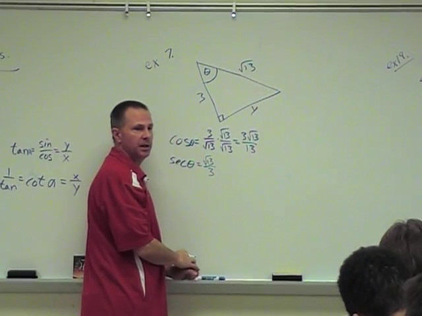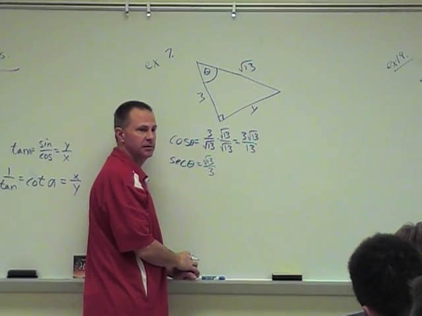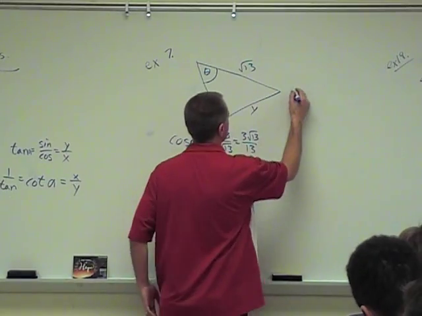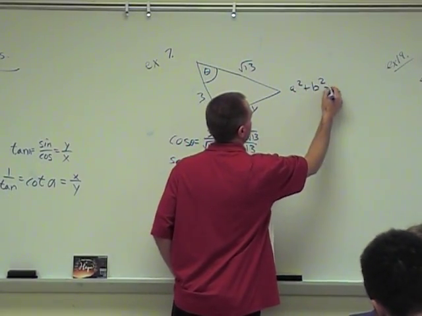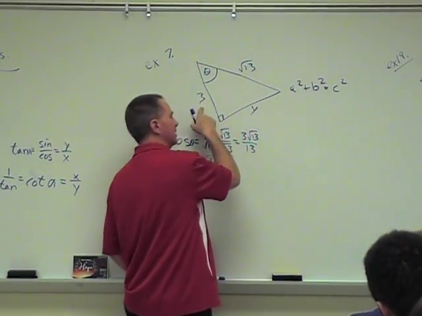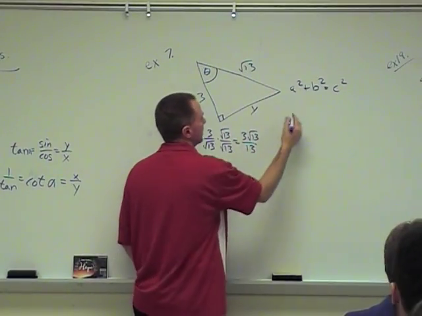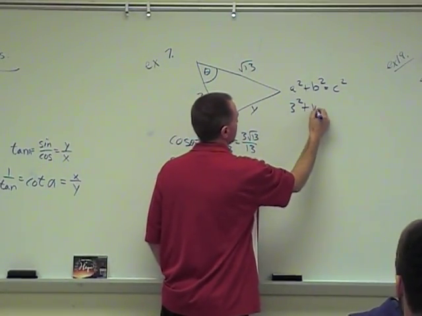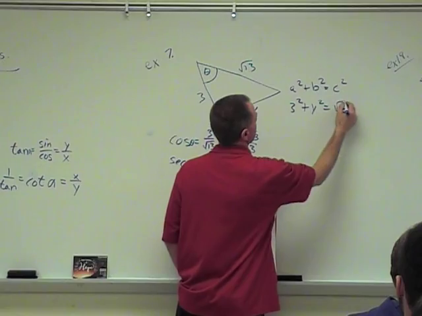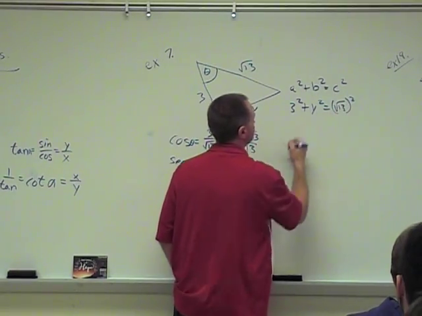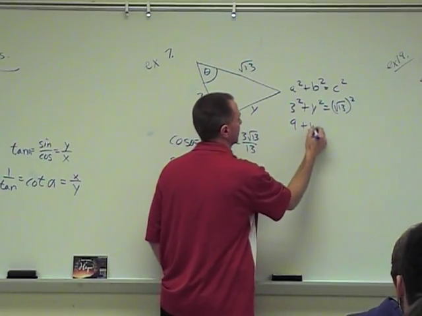How do I figure out what y is? That's right. A squared plus b squared equals c squared. All right, so the Pythagorean theorem is what we're going to use here. This is a squared, that's b squared, that's c squared. So we have 3 squared plus y squared equals radical 13 squared. And then solve it, please.